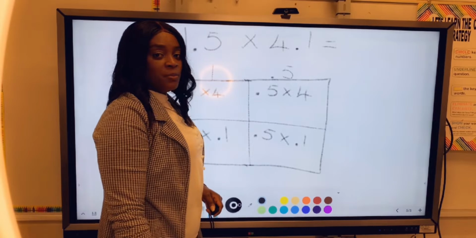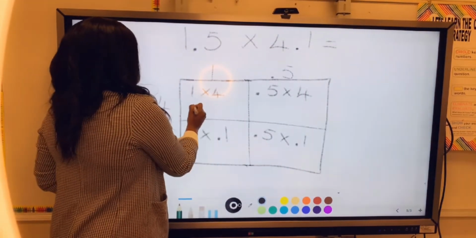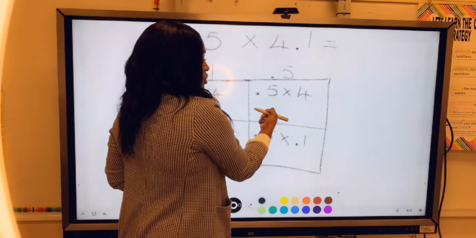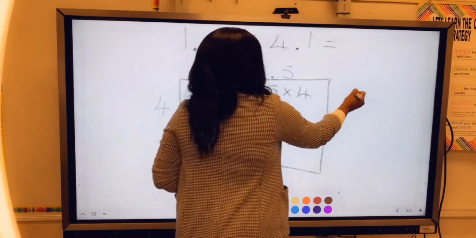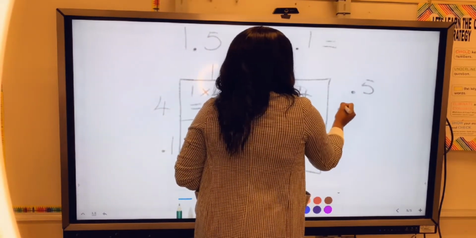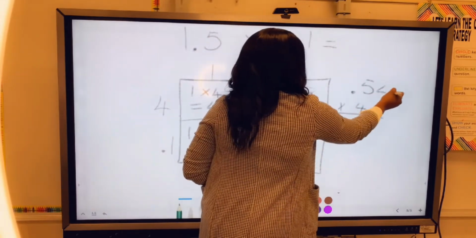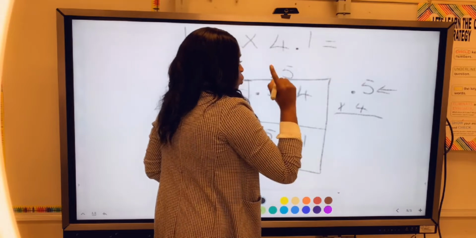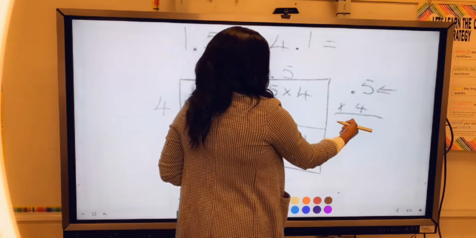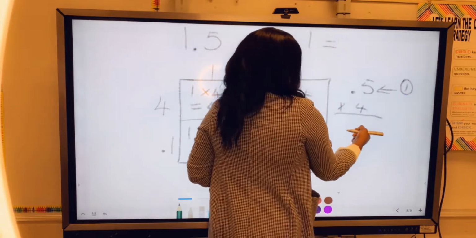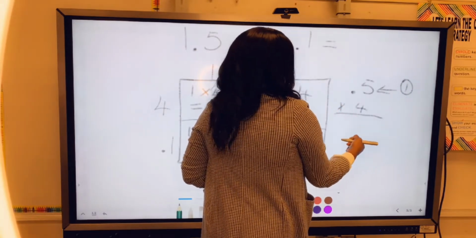Now let's start multiplying. 1 times 4 equals 4. When I look in this cell, I see that I have both a decimal number and a whole number. So I take my 5/10 times 4. Because I'm multiplying a decimal number, I know I need to figure out how many decimal numbers should be in my product. There's 1 decimal number here, so I know that there should be 1 decimal number in my product.